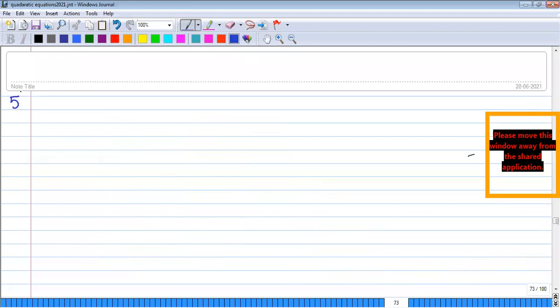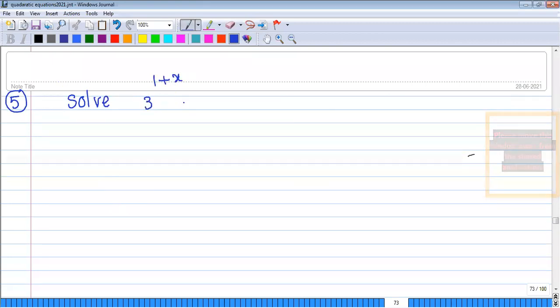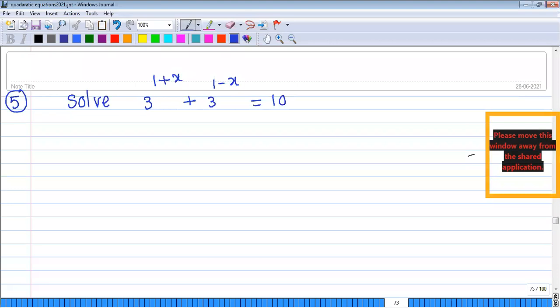Now, fifth question. Solve 3 power 1 plus x plus 3 power 1 minus x equals 10. These kinds of questions are called indicial equations, because x is present in the exponent. This kind of equation is said to be an indicial equation. So this also we can solve by converting it into a quadratic equation.